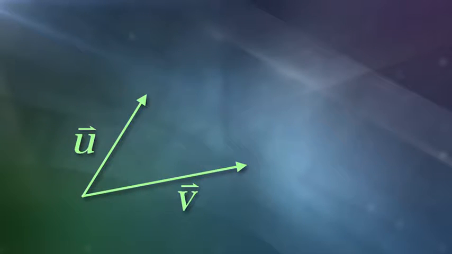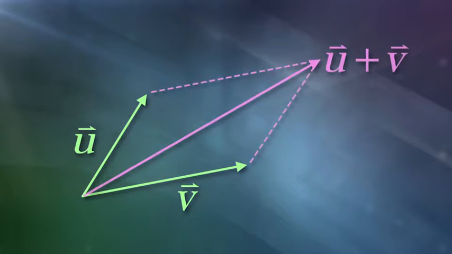Another way to view addition is to form the parallelogram with the sides u and v, taking their tails and placing them at the origin. Then an arrow from the origin along the diagonal is the sum of u and v.